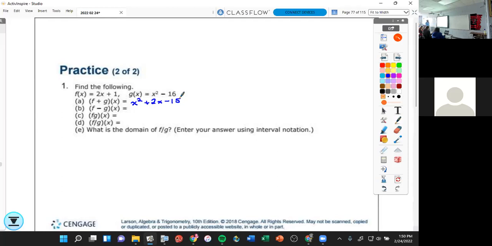F minus G. I do want to mention to make sure you're paying attention to the order, because F minus G of X and G minus F of X are not the same. So F minus G would give me a negative X squared as my highest degree, plus 2X. And then 1 minus negative 16 would be 1 plus 16, so 17.